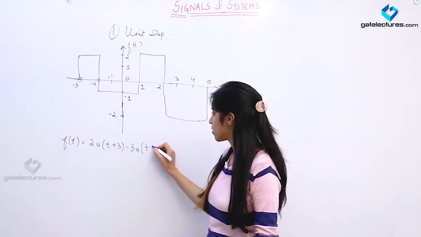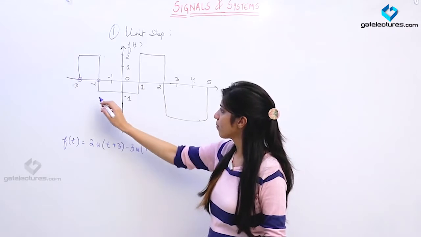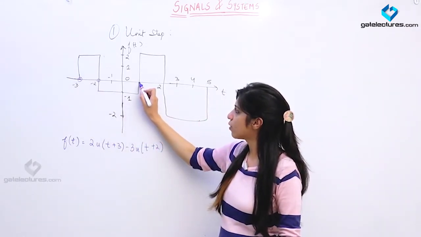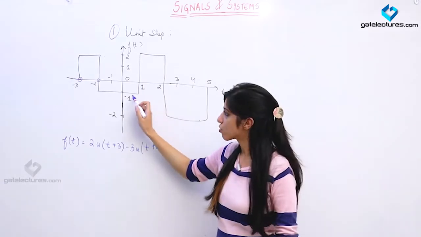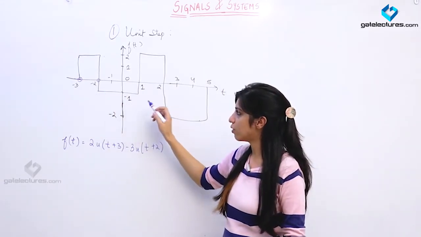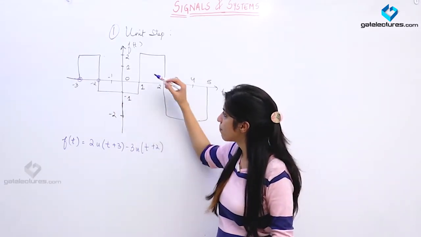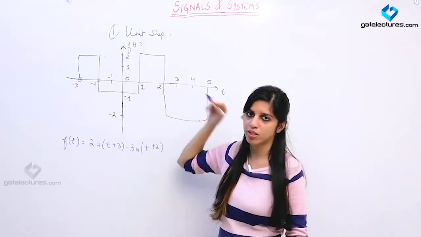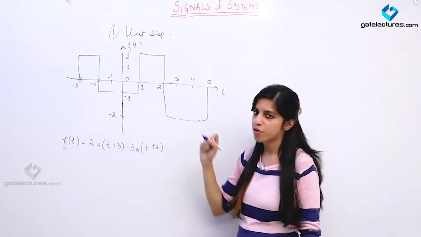Minus 2, which means t plus 2. Now this value continued till 1. This value continued till this instance, so there is not going to be any value in between, nothing is going to come in between. Now at 1 I again jumped, I jumped 3 units. This is a positive step of 3 units.